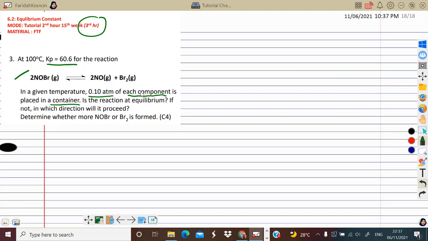So soalan tanya sistem tu berada dalam equilibrium ke tidak? If not, in which direction will proceed? So ada satu, dua soalan. The third question is determine whether more NOBr or bromine molecule is formed. Dia suruh tentukan pula yang mana satu akan banyak terhasil. Jadi bila you tengok kat sini is the reaction at equilibrium, confirm kita kena compare QC and KC. Jadi saya tulis sekali lagi, you have to compare QP. Sorry kat sini QP and KP sebab dia berikan KP tu.